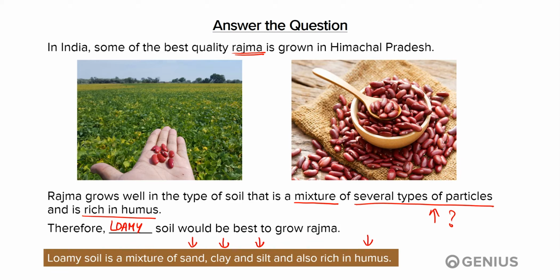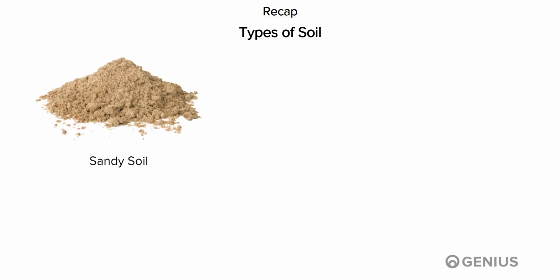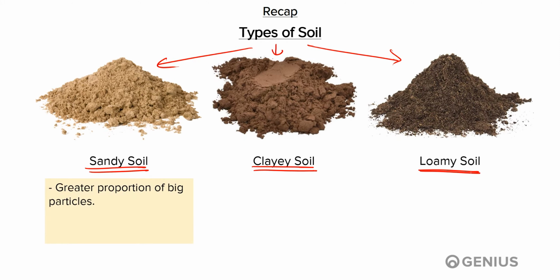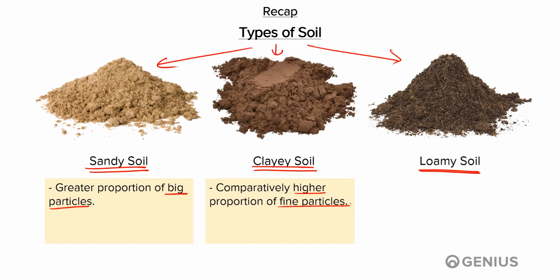So let's quickly revise the three types of soil once. Okay, so the 3 different types of soil are: first sandy soil, second clayey soil and third loamy soil. Sandy soil contains greater proportion of big particles while clay soil has comparatively higher proportion of fine particles, and loamy soil is a mixture of sand, clay and silt.